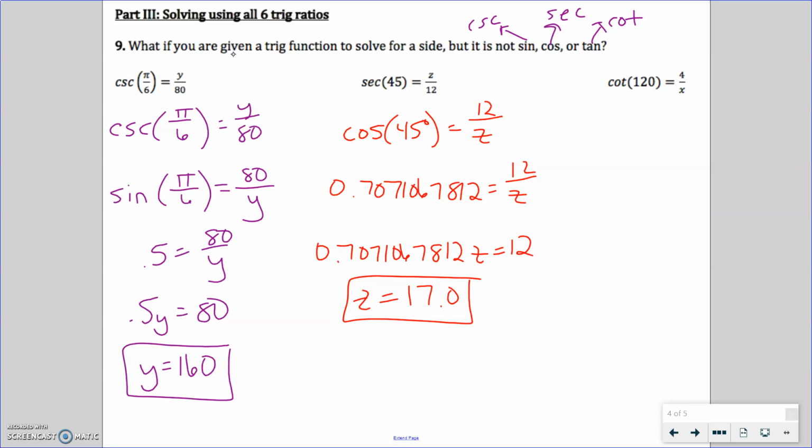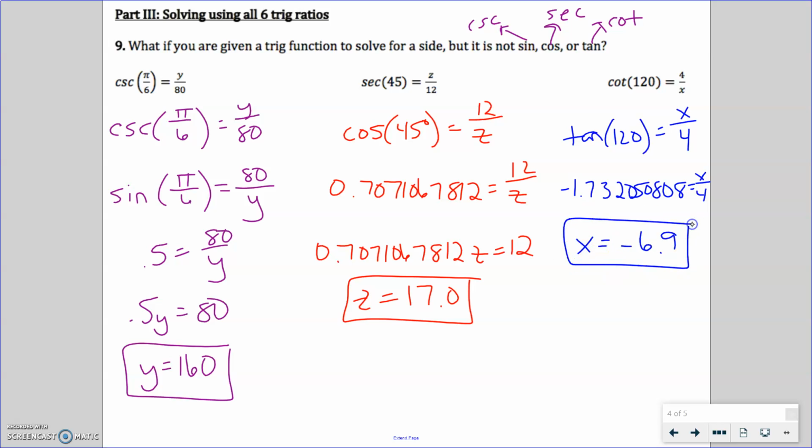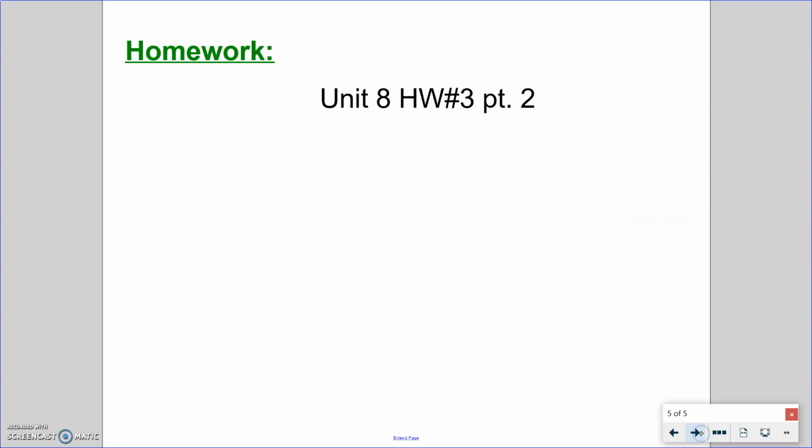All right, cotangent goes with tangent, so I can write tangent of 120 is equal to x over 4. So tangent of 120 degrees. And I got kind of a weird number, and I think I might know why. Oh, no, I'm in degree mode. Okay, so I'm good. I got kind of a weird decimal, and I wanted to make sure I was in the right mode. Then multiply both sides by 4, and I get x is equal to negative 6.9 if I round. Okay?